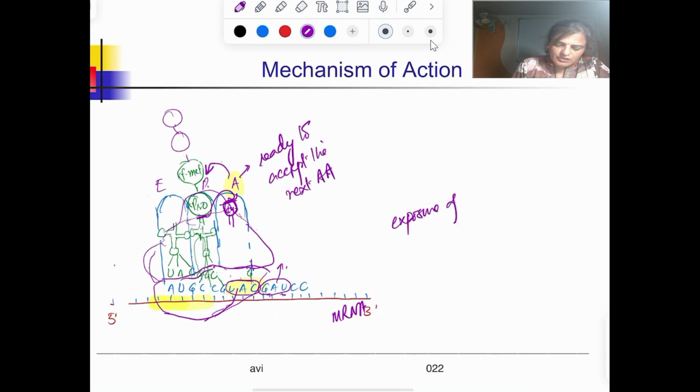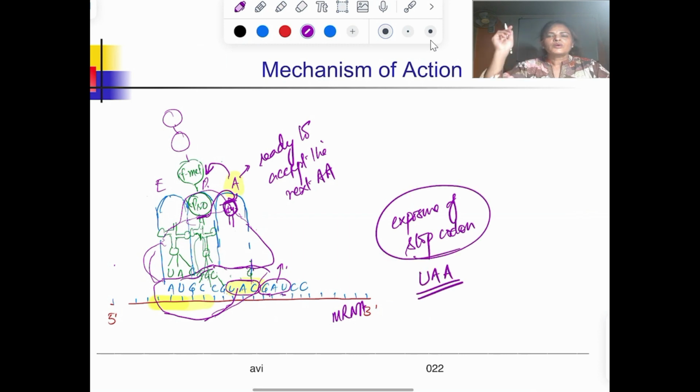Till the exposure of a stop codon, like you can say UAG. Once there is exposure of a stop codon, then what will happen? Now the ribosomal subunits get separated, 30S and 50S separate, and this long polypeptide chain is also separated from the transfer RNA.